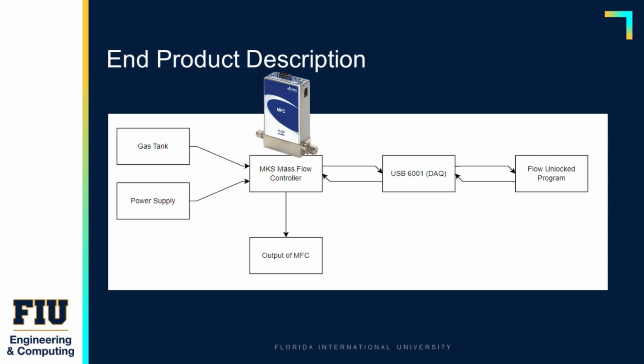Both the power supply and the USB 6001 are connected to the mass flow controller by a RS-232 to bare wire cable. Using the program we've created, users can manipulate the MFC and record accurate data. The USB 6001 acts as the middleman between our program and the mass flow controller, allowing for proper communication.